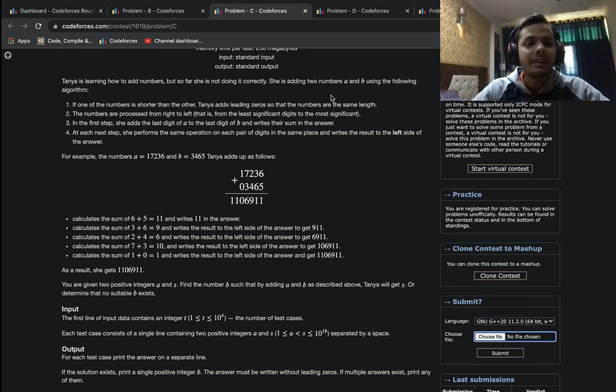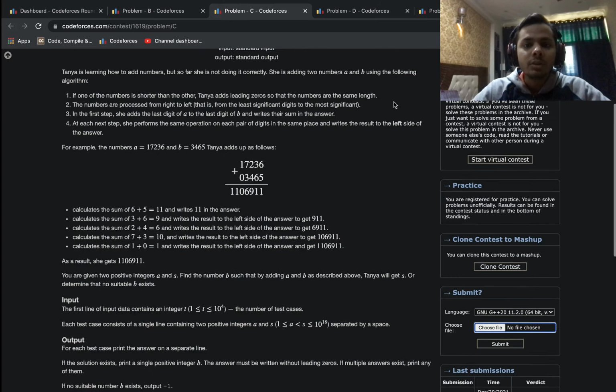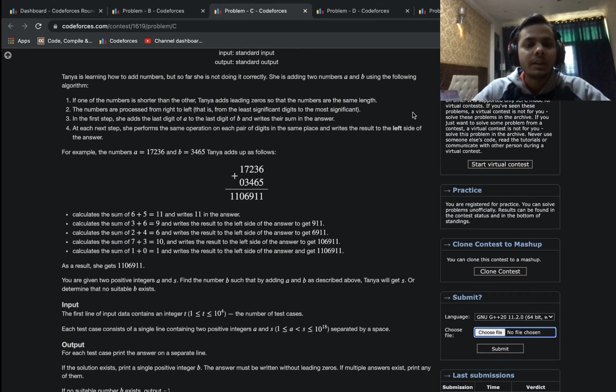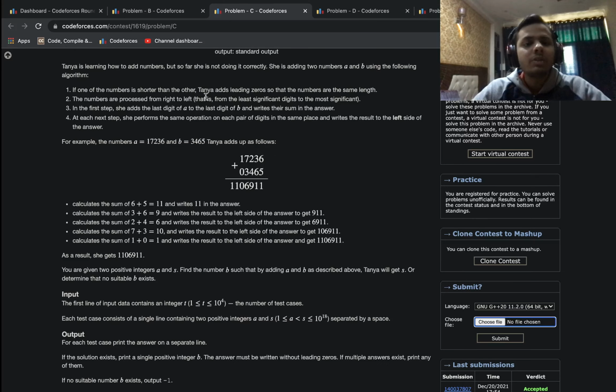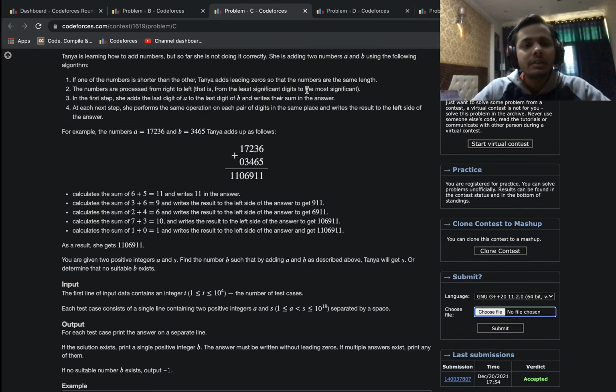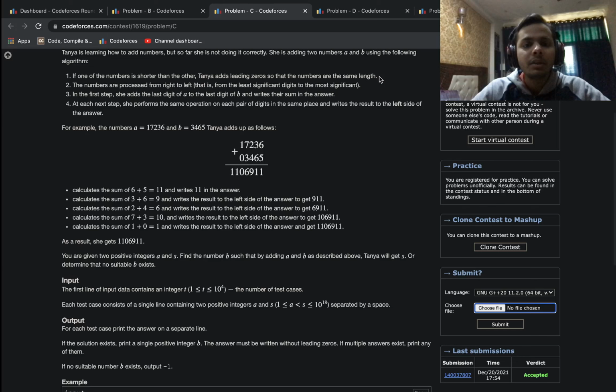So Tanya is learning how to add numbers, but so far she's not doing it correctly. She's adding two numbers A and B using the following algorithm. If one of the numbers is shorter than the other, then Tanya adds leading zeros to the numbers so that they become of the same length. This is good. This is okay. This is what you generally do. And now the numbers are processed from right to left. Again, this is good because this is what we generally do while adding two numbers.